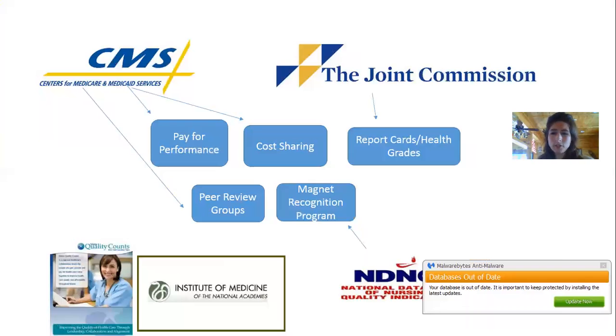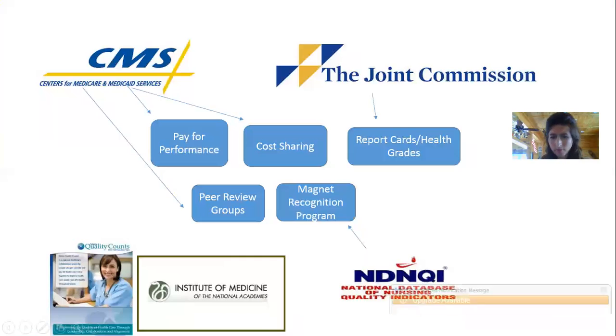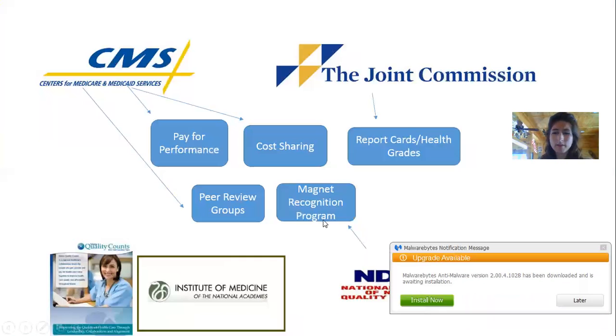For the Joint Commission, they do have report cards and health grades. That's more or less because it's getting to be consumer driven and people have choice in care. And then the National Database of Nursing Quality Indicators has what's called the Magnet Recognition Program, and that's back to the consumer driven. It gives another seal of quality, to attract customers and patients. Institute of Medicine, they're just kind of there. They're the overarching body that comes out with the reports of how we can improve quality.